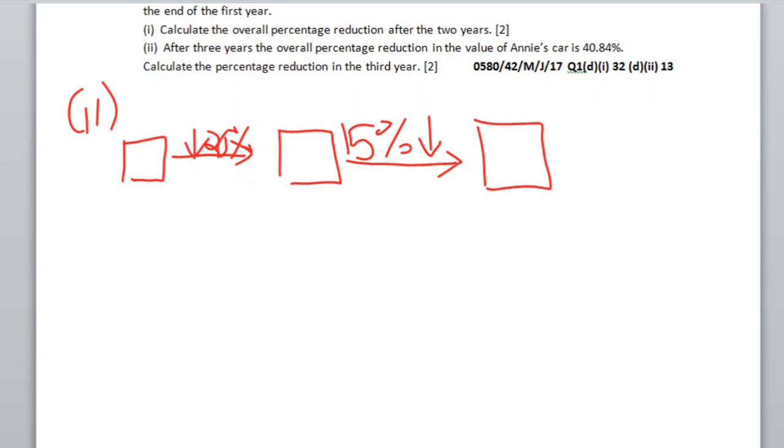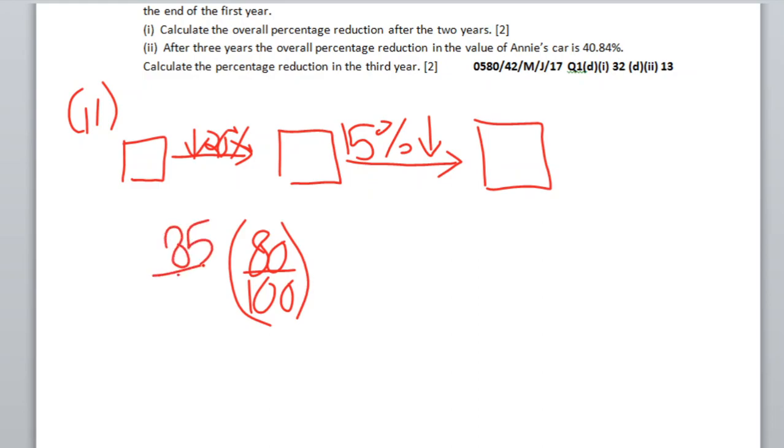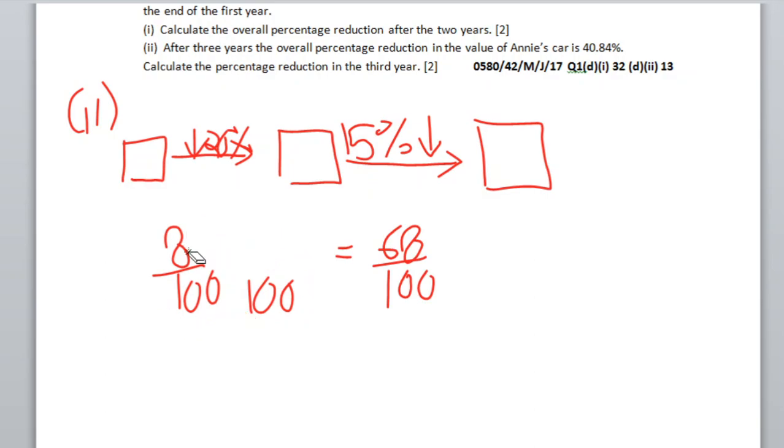And we found the overall percentage reduction. How did we do that? For part 1, a 20% reduction means 80% is left of any particular value. Then a further 15% reduction means 85% is left of that value. We saw that this gives us 68% is left. That means the overall percentage reduction is 100 minus 68, which is 32. So that's how we got the answer for part 1.